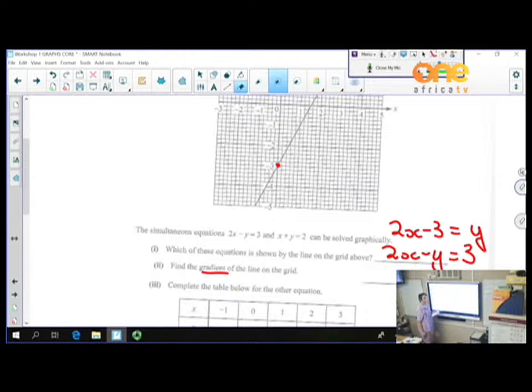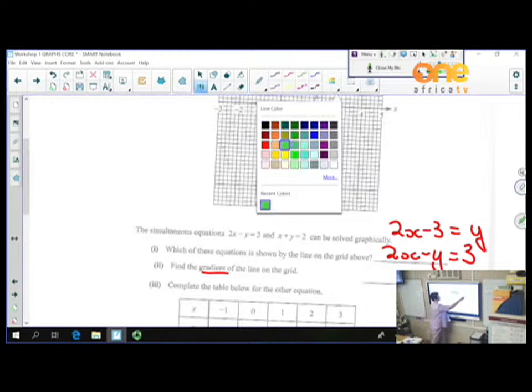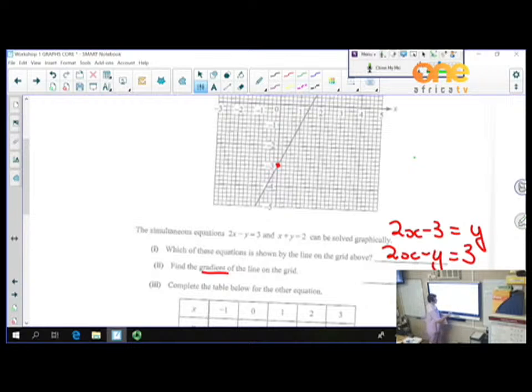Now they say, find the gradient of the line on the grid. Now I can read off the gradient, but I can also see it in the equation. So it doesn't matter which method you are using. So if we look here at the standard form one, what is the gradient? This is m. y is equal to mx. m is the gradient, not the x, only m. So the gradient is going to be 2. Or you can even write 2 over 1. That's the same thing if you want to write it like that.